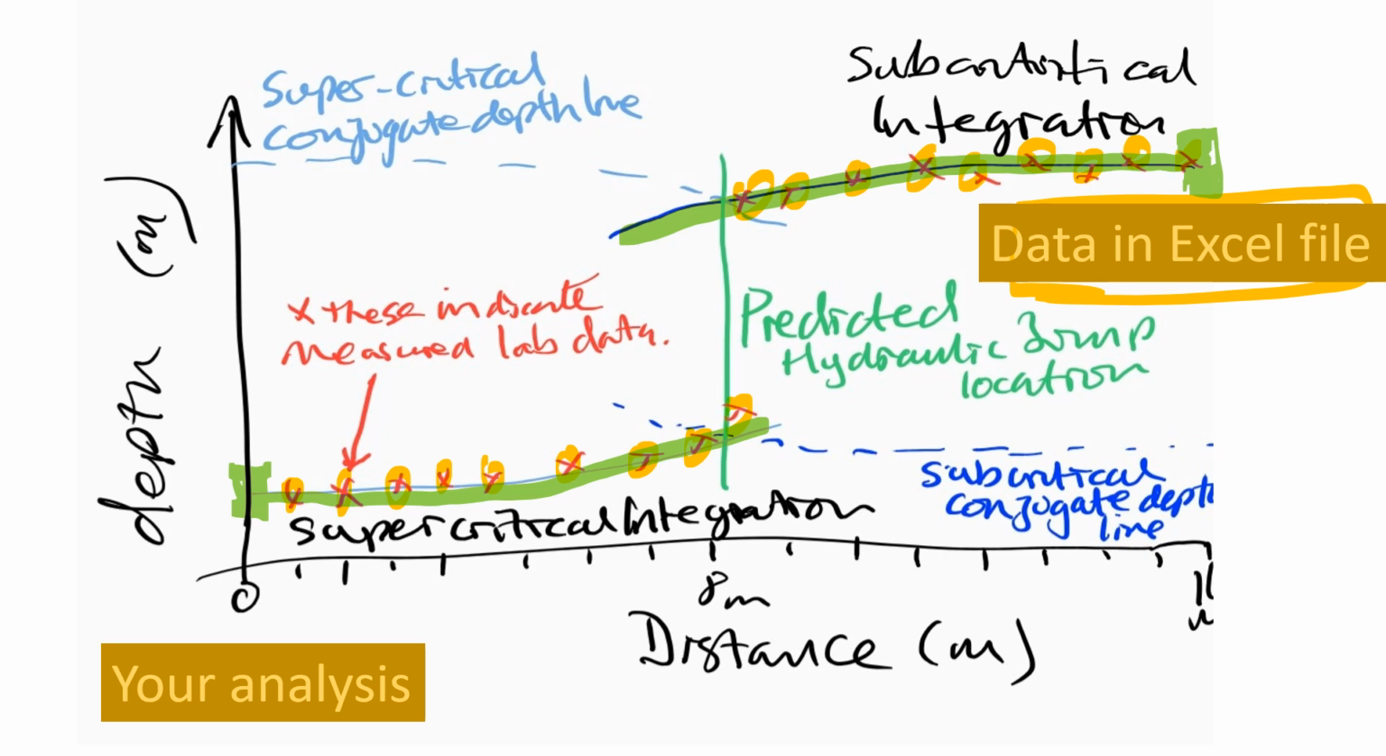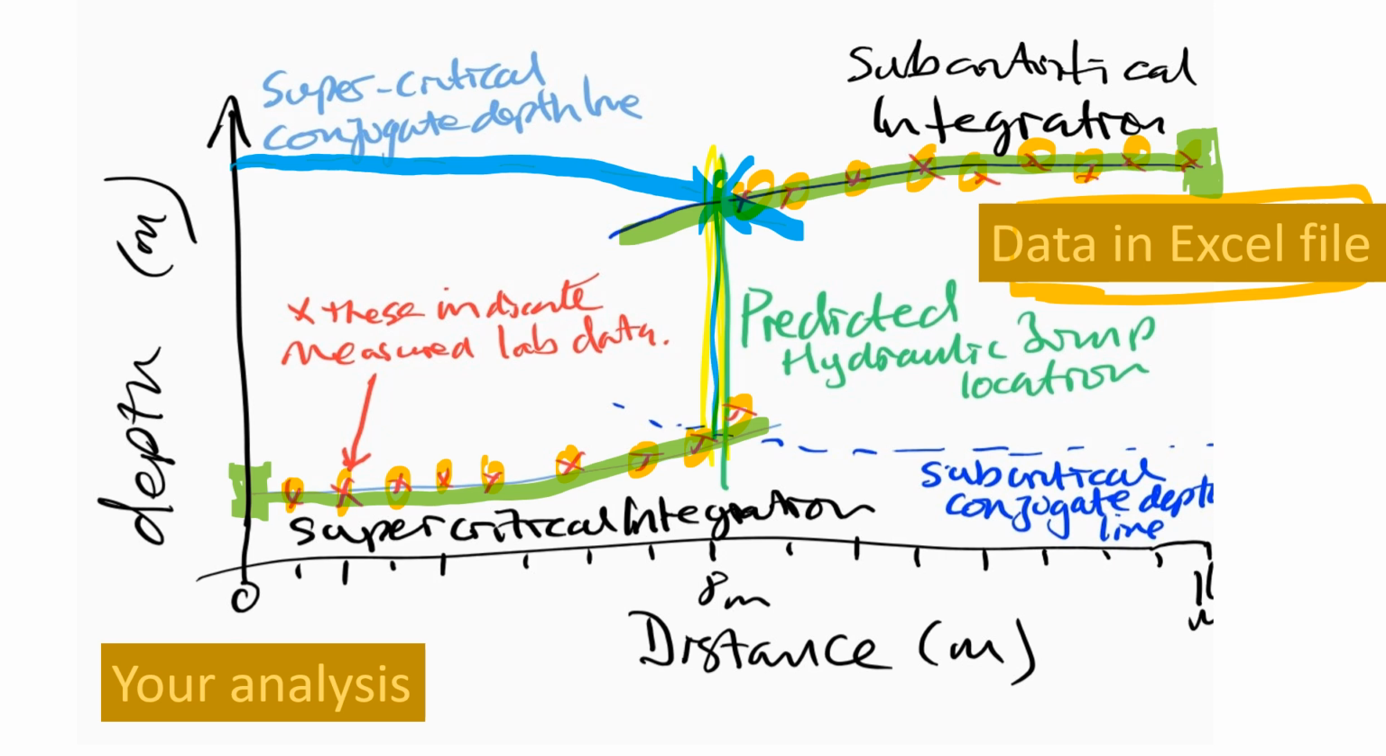Now, theoretically, this is a vertical line, but you saw it wasn't. So, how accurate do you think you're going to be? So, how do you predict when you're going to get those two joining? Well, we do for each line. So, the supercritical integration on the left here, we'll do a conjugate depth integration. And that conjugate depth integration goes along there, and where that crosses the subcritical integration is where the jump happens.